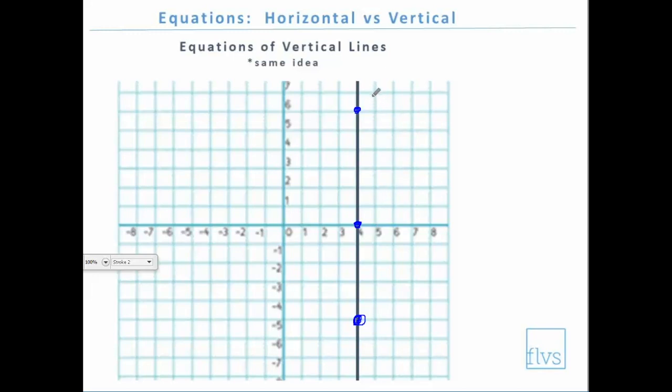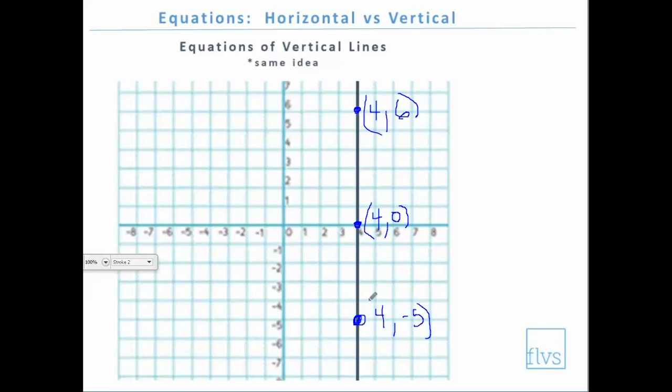Hopefully you went ahead and paused, and we've got 6. Oh, I'm even messing up live here. We went right 4, right? We went to the right 4 spots, and then we went up 6. So this is 4, 6 here. We went right 4 spots, and we didn't go up or down at all. So that's no movement on the y-axis. That's a 0. And finally, we still went right 4 spots, and we went down 5.